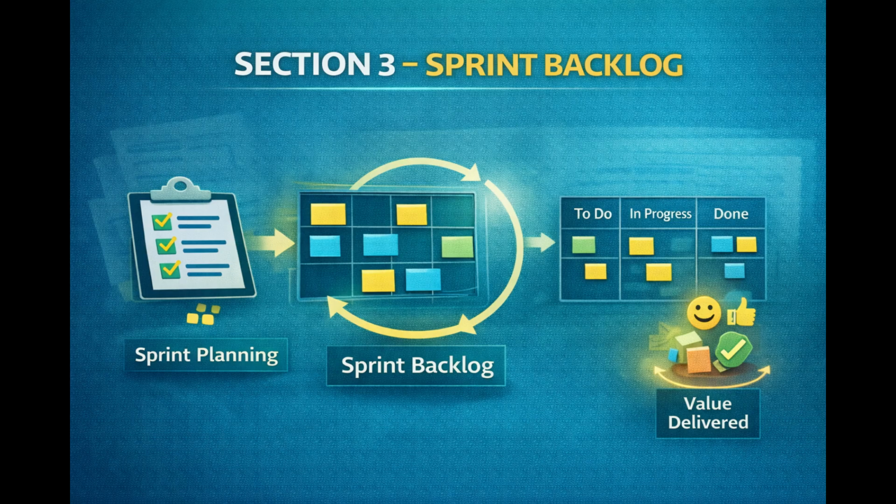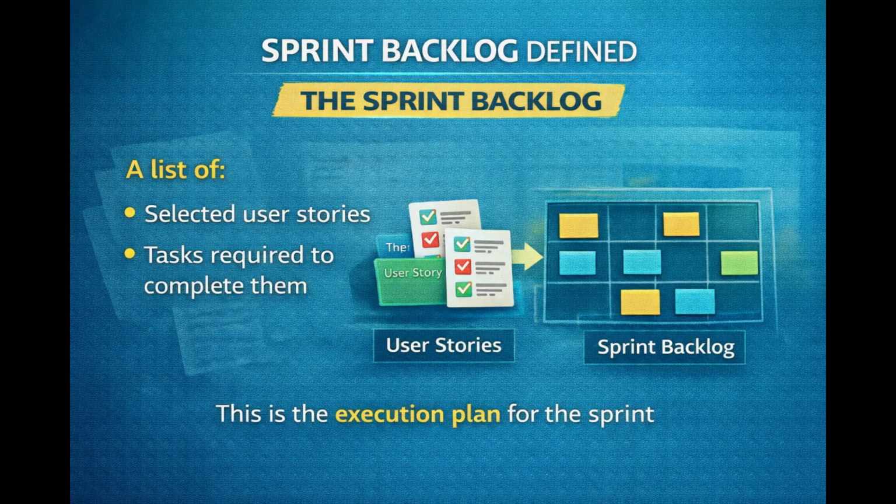Section 3. Sprint backlog. Once items are selected, they move into the sprint backlog. The sprint backlog contains selected user stories and the tasks required to complete them. This is the execution plan for the sprint.